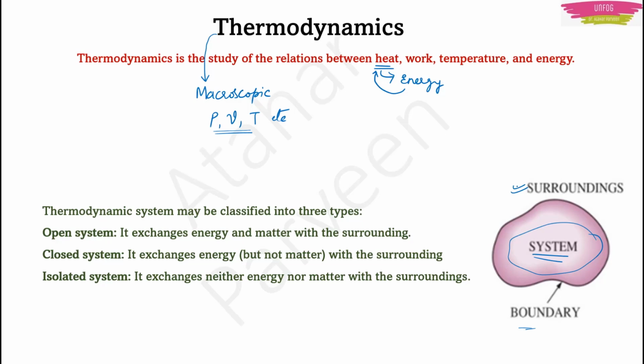And there is one more thermodynamic system. It is known as isolated system. In an isolated system, the boundary is very strict. It will neither exchange energy nor exchange matter with the surroundings. Okay, I hope you got it. These are the three thermodynamic systems.